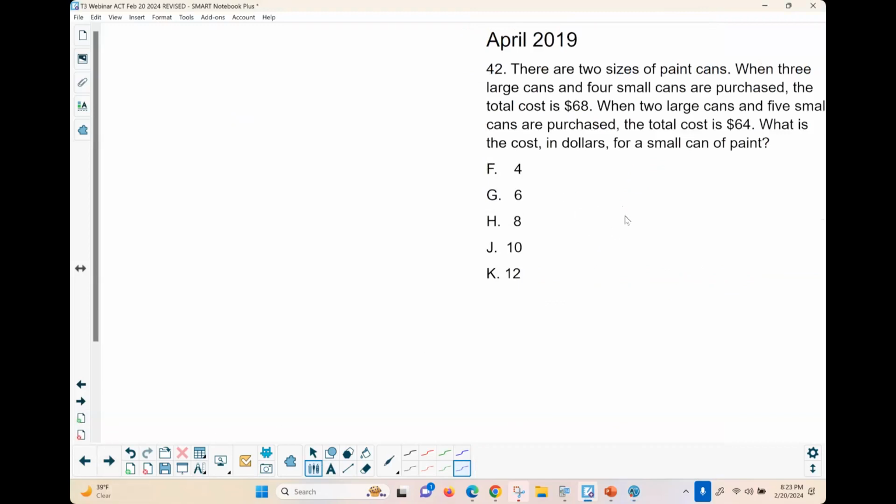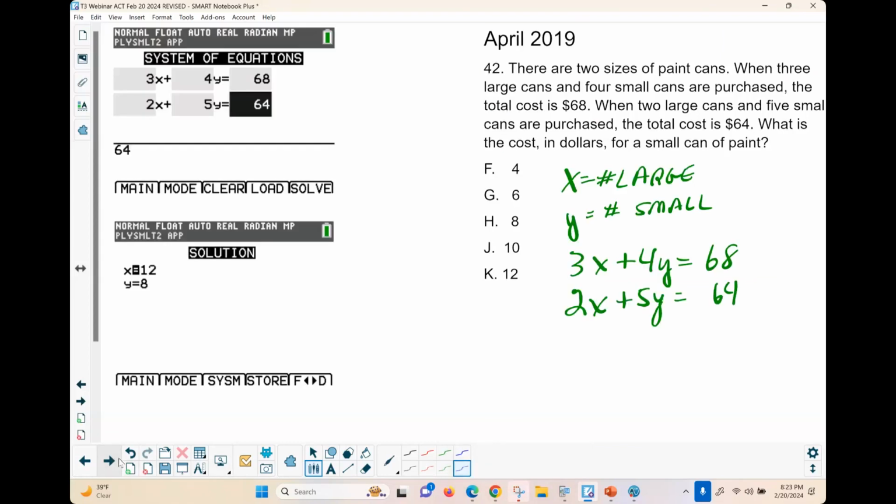All right. So this is from April 2019, number 42. Again, let me give you 15 seconds to get a start. All right, so of course we're going to come up with a system of equations, and I'm going with x is the number of large paint cans, y equals the number of small, and I came up with this system.